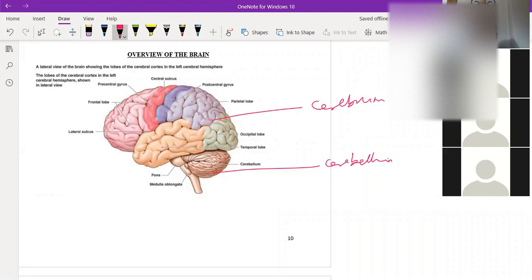And then you have the brainstem, all this here. Okay, parts of the brain. And then the cerebrum has different parts, as you can see here. If you do anatomy and physiology, then you go into more detail for this. Okay, so frontal lobe, temporal lobe, occipital lobe at the back, parietal lobe.